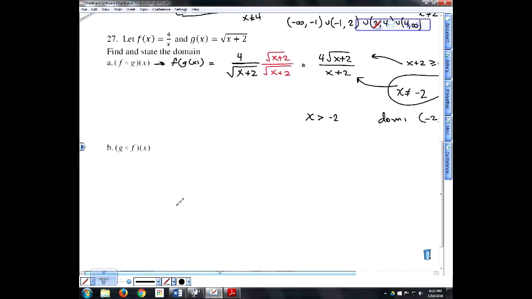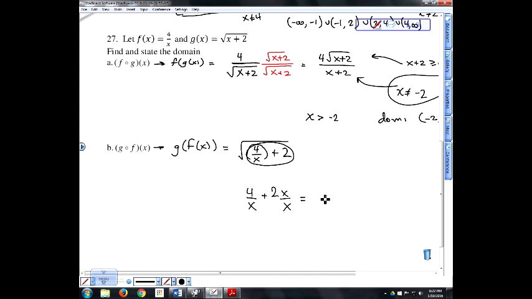And then part B, g of f of x. The f function is going inside the g function, so the g function is a square root of an input plus 2. Now the input is 4 over x. This one's a little trickier. I'm going to combine this into one expression, 4 over x plus 2. So 4 over x plus 2, I'm going to multiply that by x over x. So 4 over x plus 2x over x is 4 plus 2x over x.